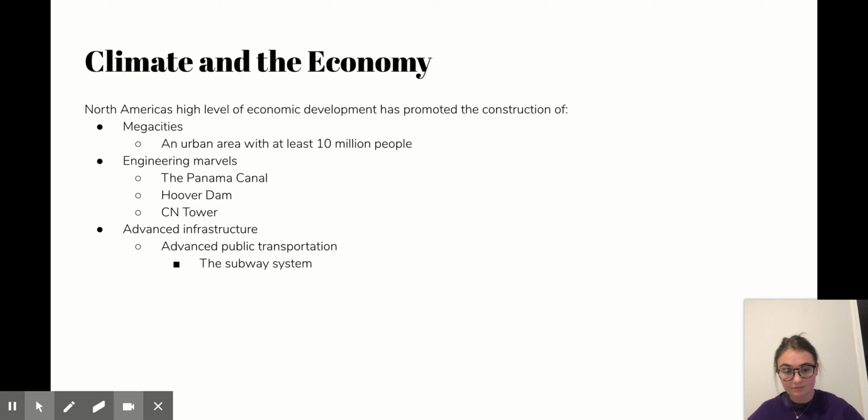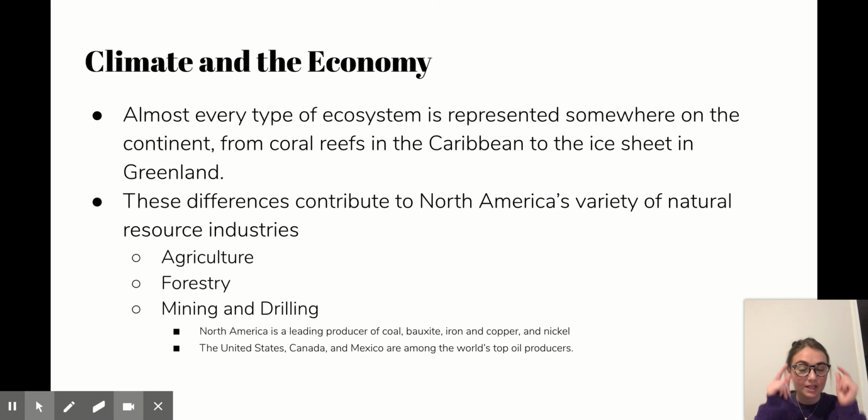And I want to go back to this just because in Unit 1 at the very end, we talked about the unequal distribution of resources and what that causes. And one of them was just, some countries end up being rich and some countries end up being poor. And we are very fortunate that the North American continent has a lot of those natural resources. And so the United States and Canada have been able to develop into those wealthier countries.